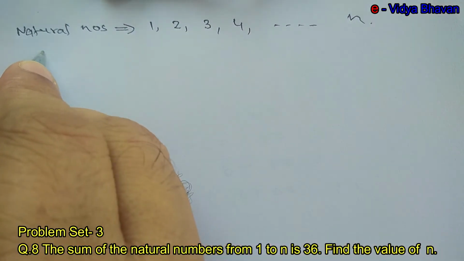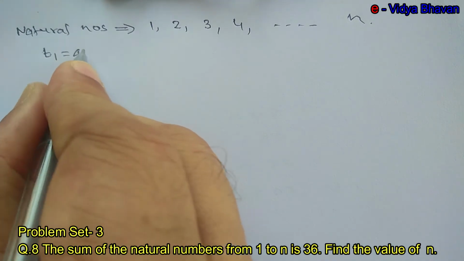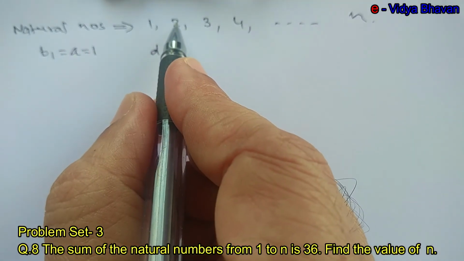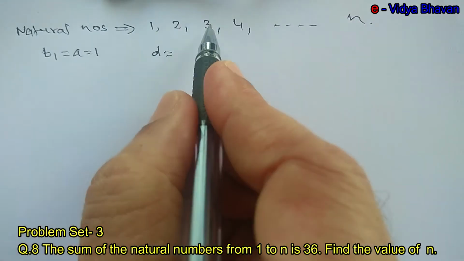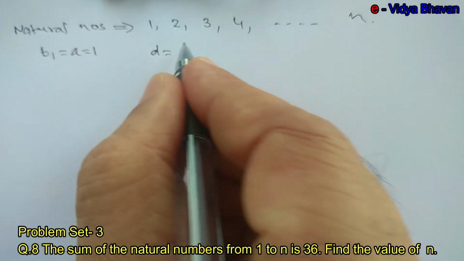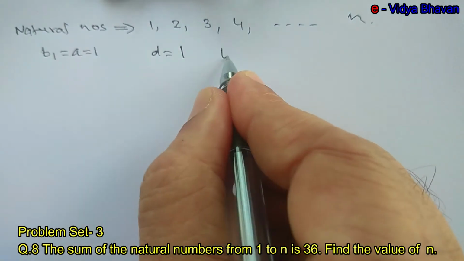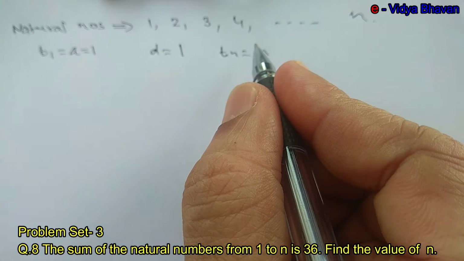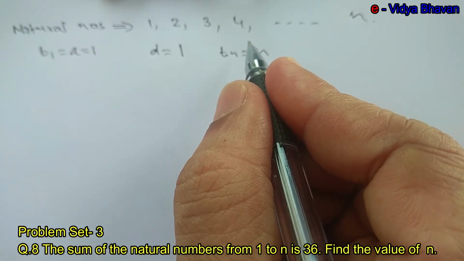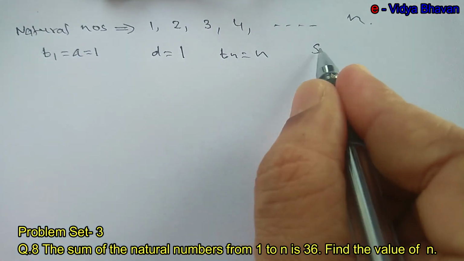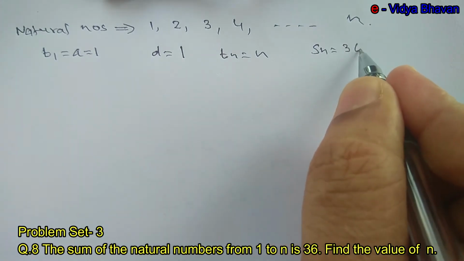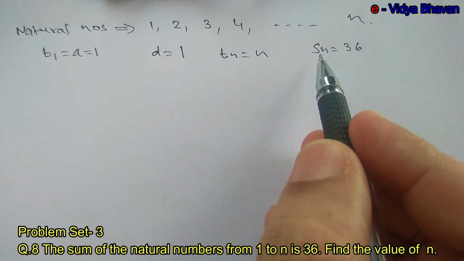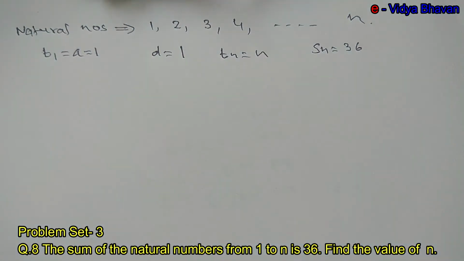This will be our first term, t1 equal to a equal to 1. Common difference is always coming 1. 2 minus 1, 1. 3 minus 2, 1. 4 minus 3, 1. Last term is given n. And in the question it is given sum of natural numbers from 1 to n is 36. The Sn is 36. So we can use the formula for Sn. We have two formulas. We'll be using the second formula.